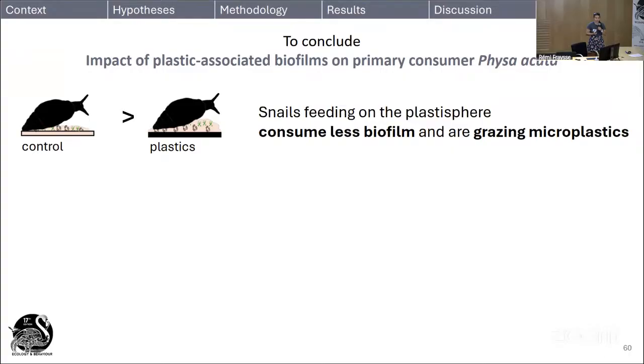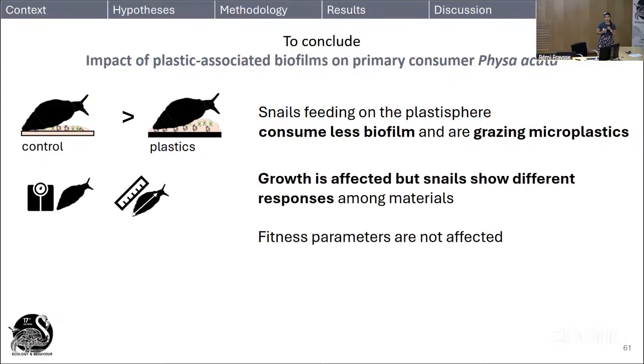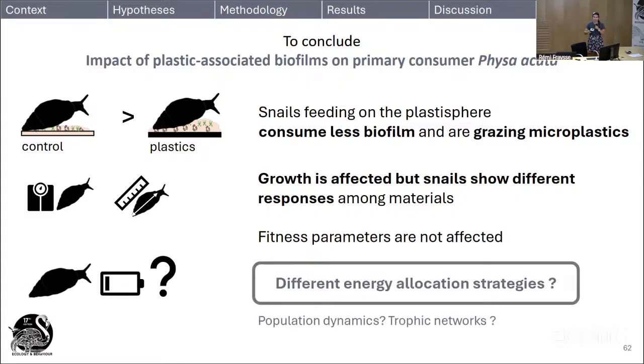To conclude on this experiment, snails feeding on the plastisphere consume less biofilm and graze microplastics. Their growth is affected, but the snails show different responses among materials, and their fitness is not affected. So it leads me to a new question. Is there a difference in their energy allocation strategy that could also affect the population dynamics and the whole trophic network? So this is to investigate.